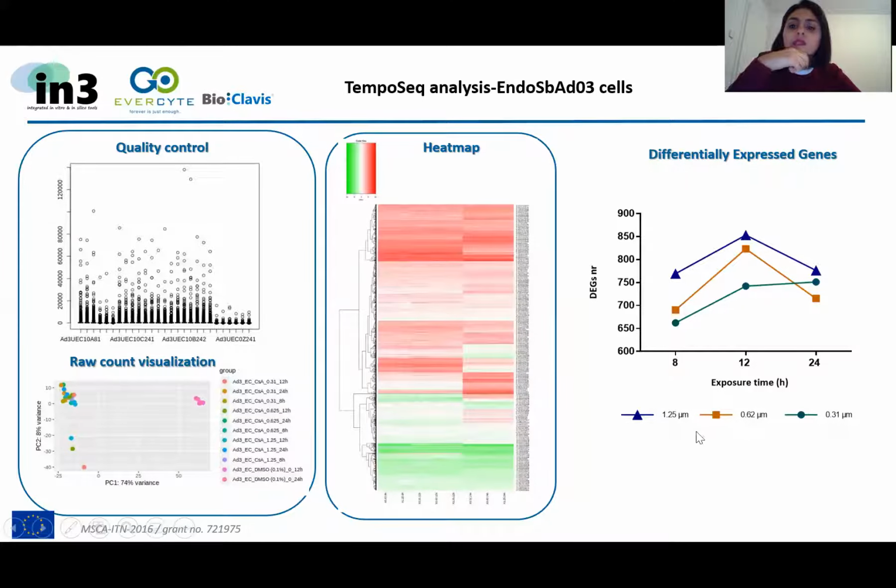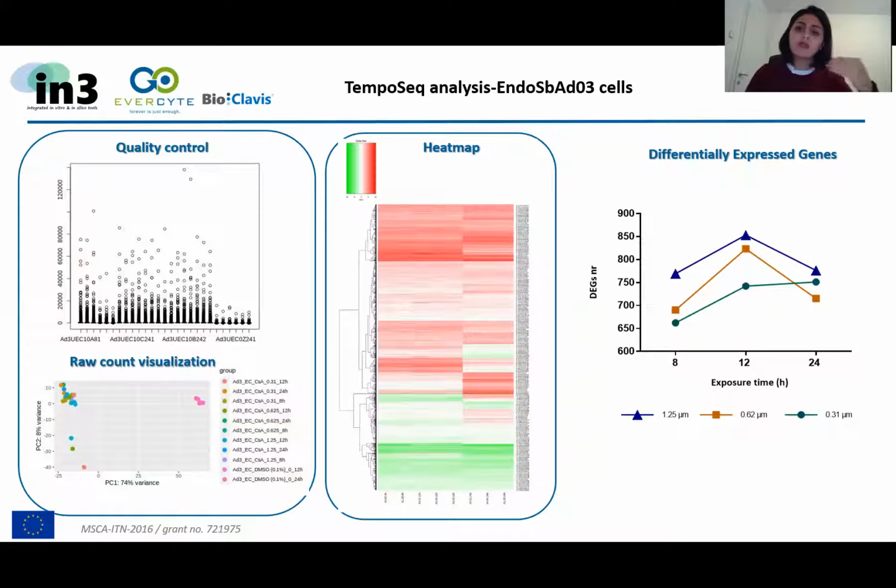And as we can see, we had 3 concentrations. We had 0.31, 0.62, and 1.25, because we wanted to keep the concentrations close and similar to other studies on ROS and ATP and angiogenesis. And as we can see, we have differentially expressed genes at different time points, 8 hours, 12 hours, and 24 hours.